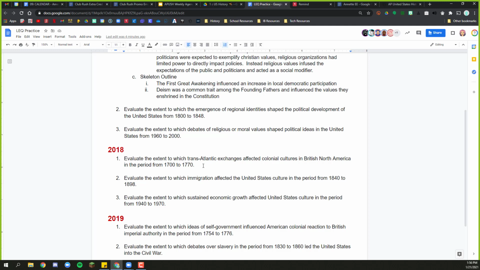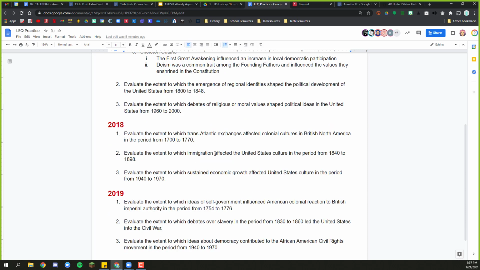So, evaluate the extent to which transatlantic exchanges affected colonial cultures in British North America in the period 1700 to 1770. Alright, we are definitely looking at the slave trade for this. So we're looking at the development of the slave economy in the South especially. But we're also going to look at the Navigation Acts and finished goods. Yeah, we're going to talk about that stuff. Alright.